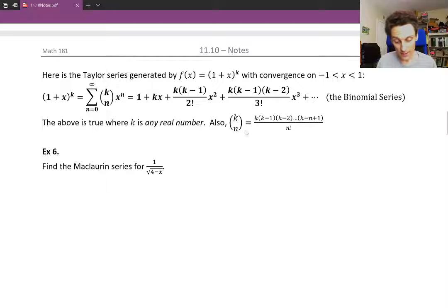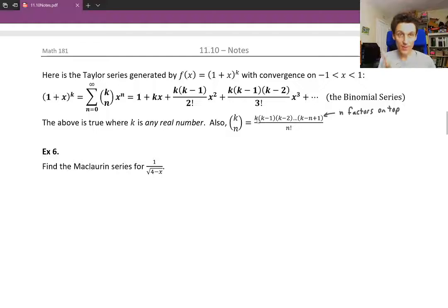So here, k choose n, for k being any real number, can be written like this. It's k times k minus 1 times k minus 2 all the way down to k minus n plus 1. And that's going to be taken over n factorial. And just as a reminder, here you're going to have as many factors on the top as your factorial. So on the top there are going to be n factors on top.